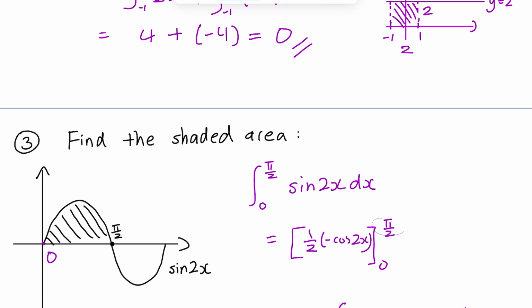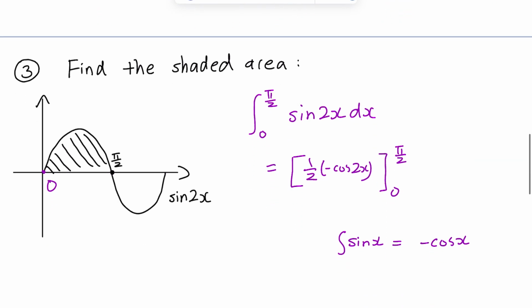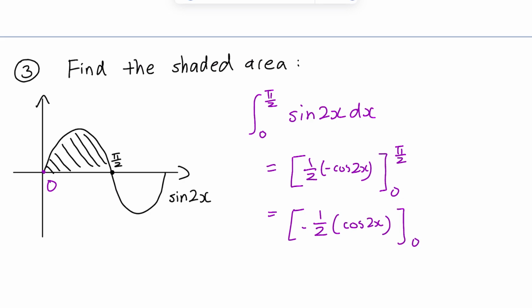And let me just provide some more space there. Okay. And if we were to simplify that, we're just going to put the negative sign outside to make it more clear. So it's going to be negative 1 over 2 times cosine 2x. And there you have it.